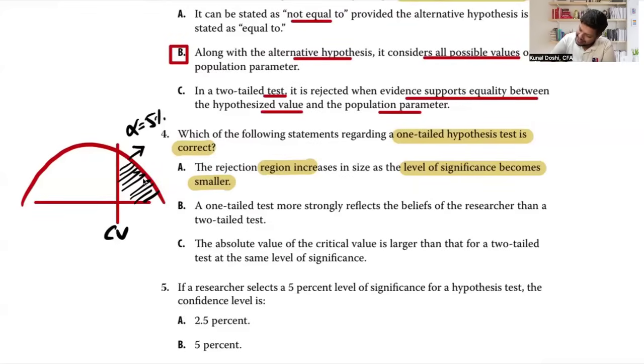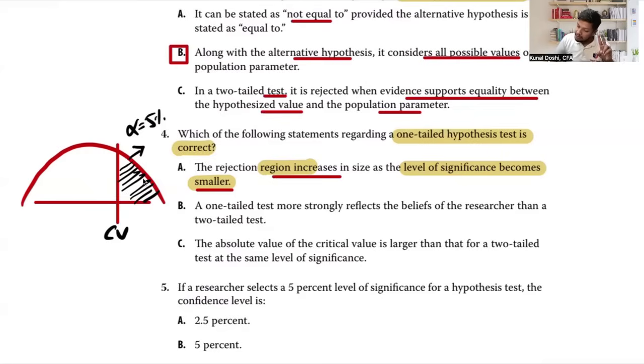They say that the rejection region increases as the level of significance becomes smaller. No, as the level of significance goes from 5 to 10, the rejection region will increase, not decrease. So A is a wrong statement.